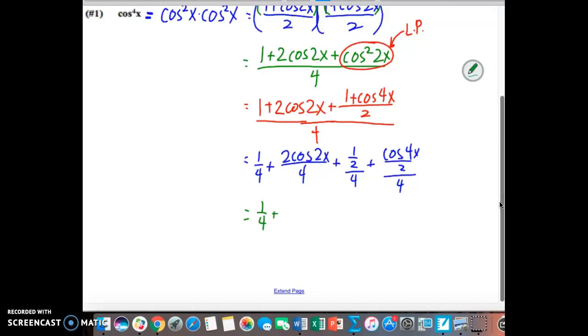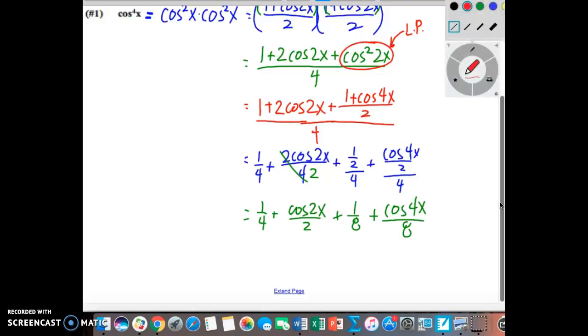So 1/4 plus 2 cosine of 2x divided by 4. The 2 and the 4 can reduce to 1/2. So we have cosine of 2x divided by 2. 1/2 divided by 4 is the same thing as 1/8. And then if we have cosine of 4x divided by 2, all divided by 4, then it's the same thing as cosine of 4x divided by 8.